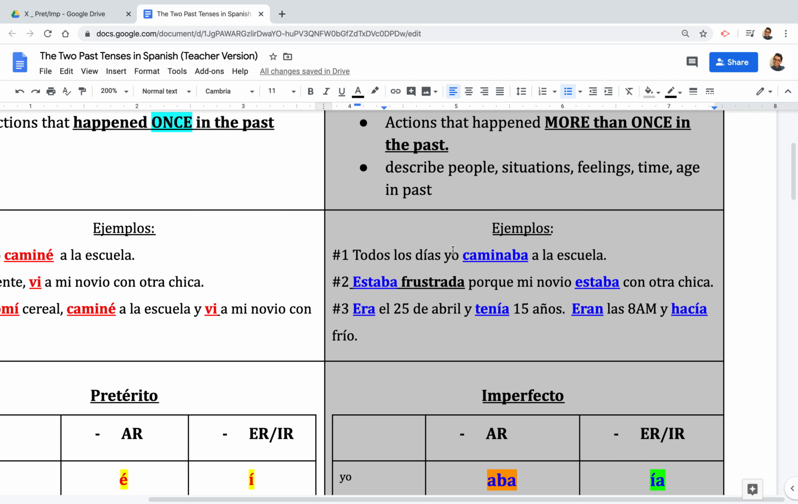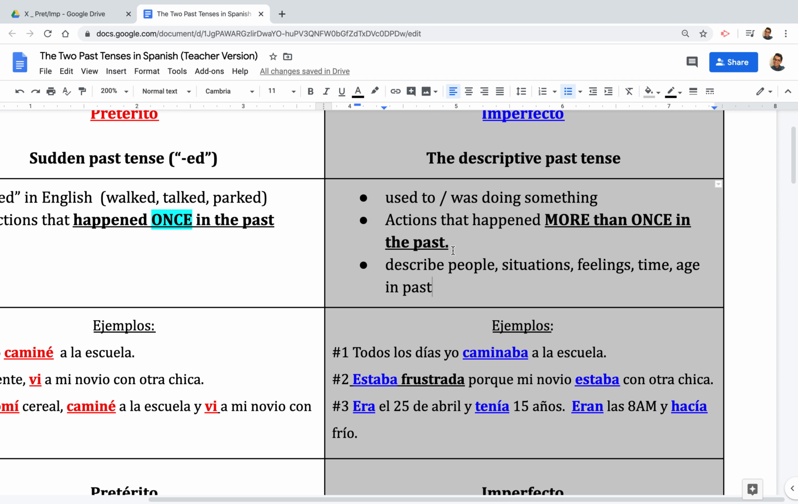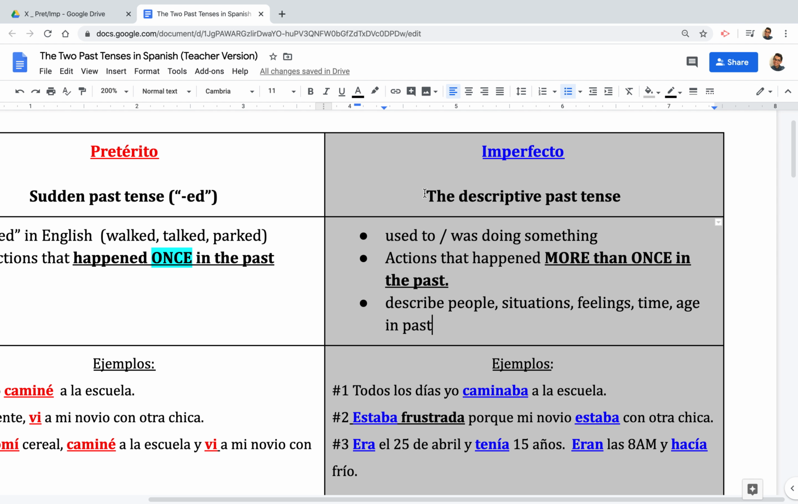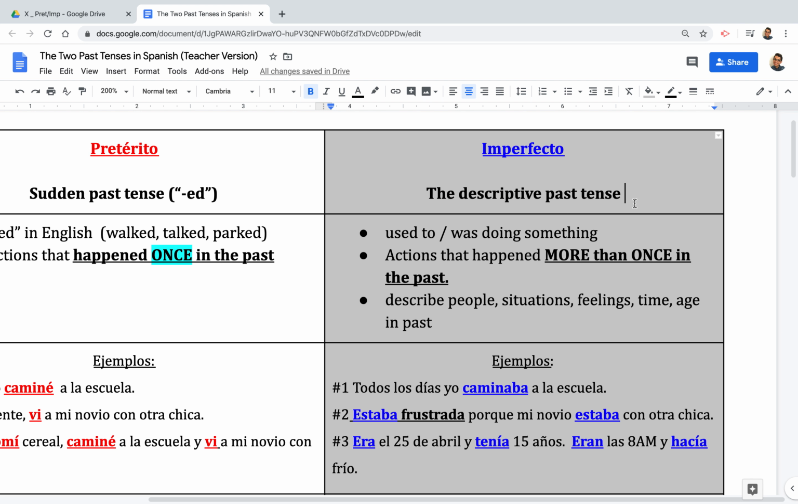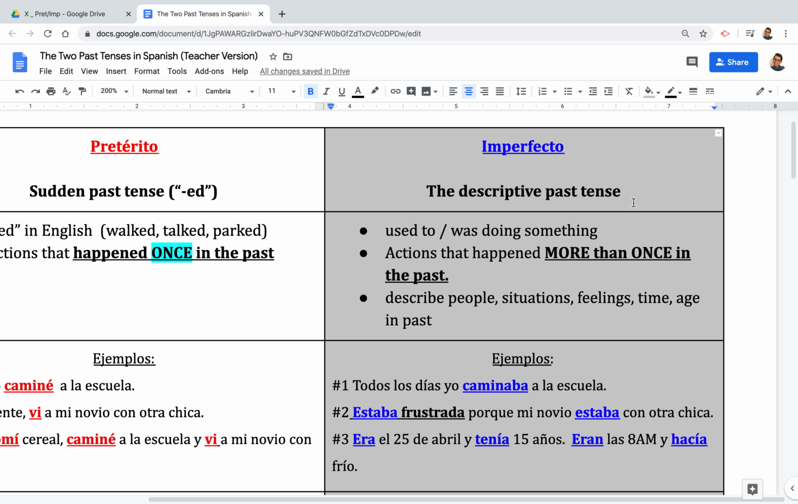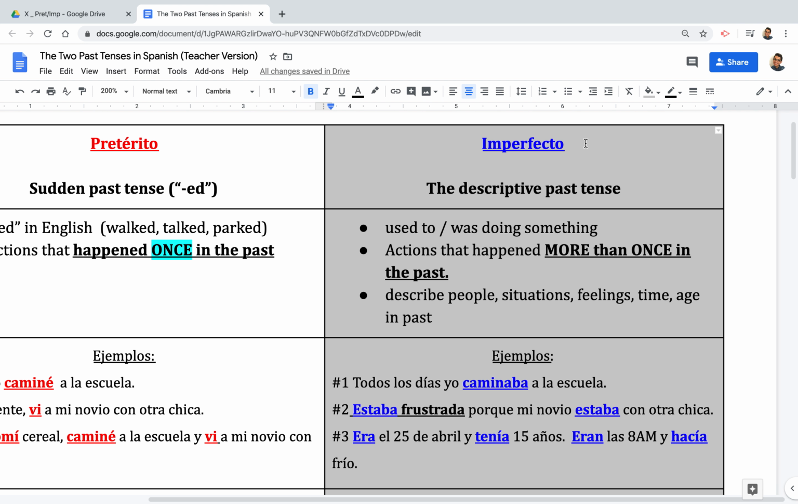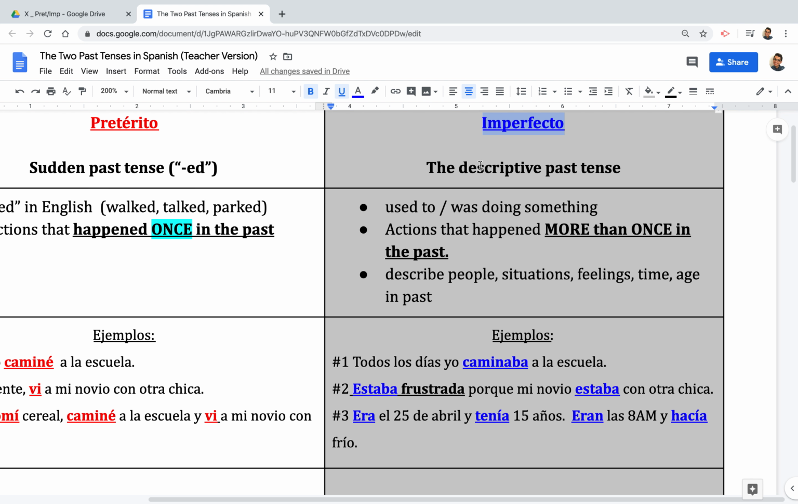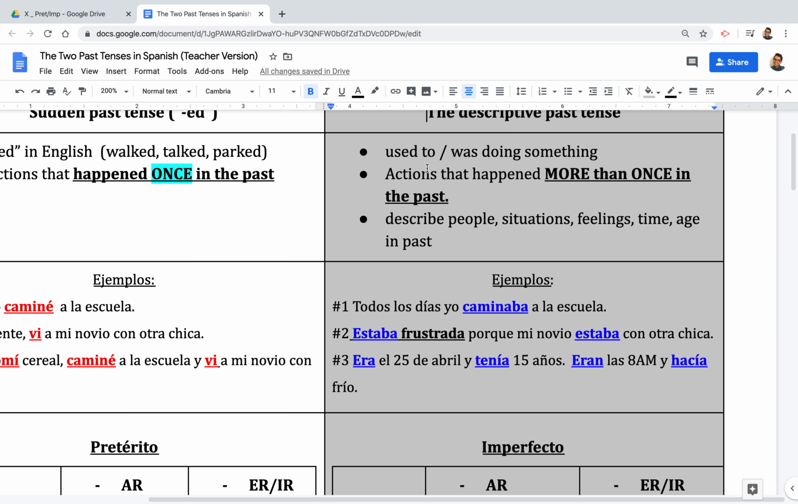Again, we use the imperfecto here because we are describing people, situations, feelings, time, or age in the past. Awesome. Now that we already talked about the uses of the imperfecto or the descriptive past, we are going to get into conjugating verbs into the imperfecto, or changing them so that they match the person who is doing the action.